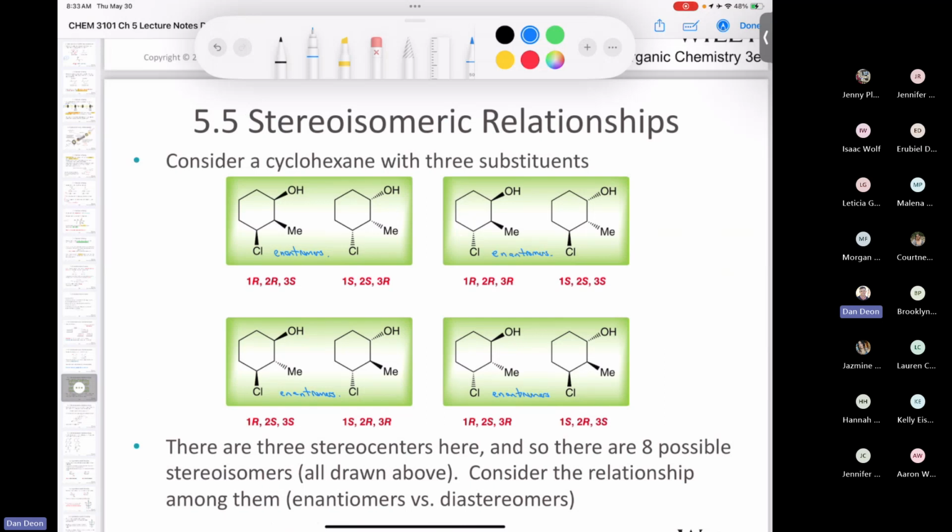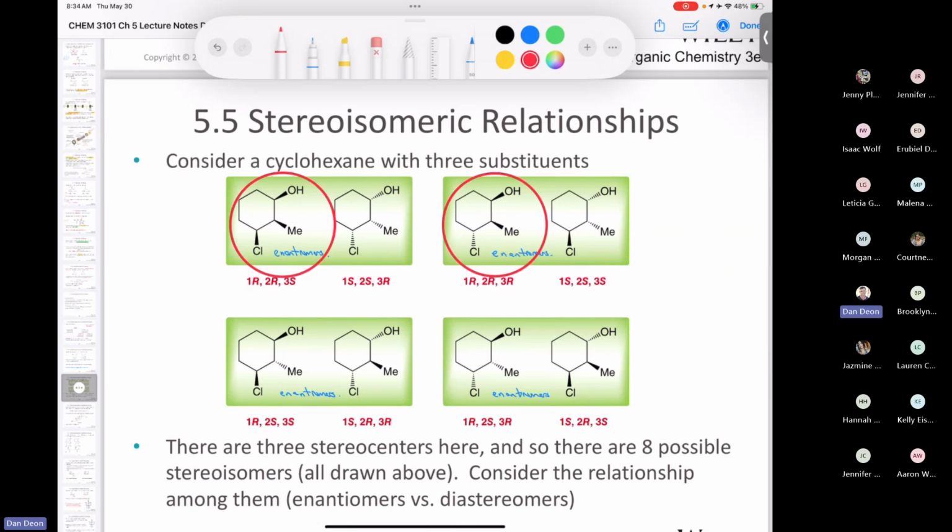Now what I want to do is this. If I circle this first compound in red, and I compare it to this compound, are those two compounds enantiomers? Are those two, the two that I have in the red circles? Definitely not. Thanks, Isaac. No, not at all.